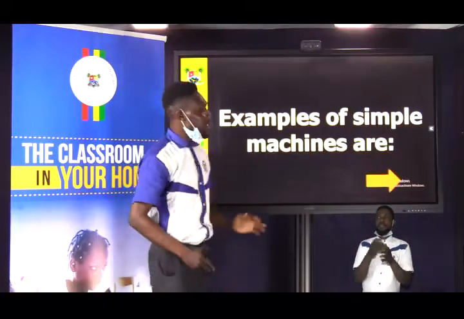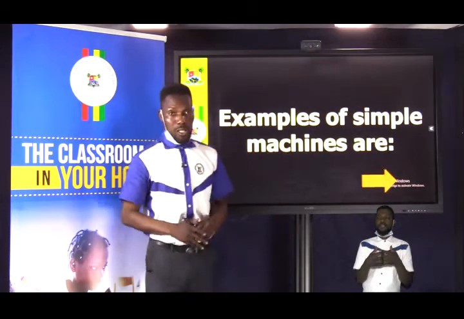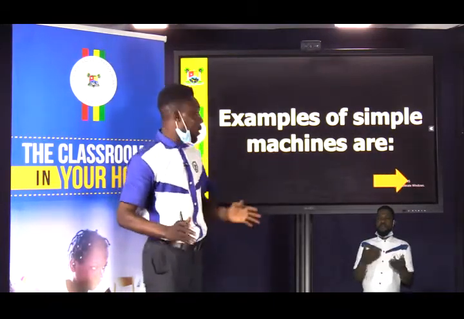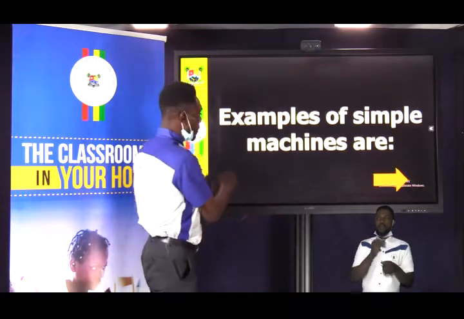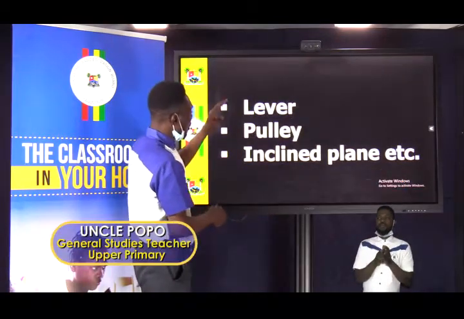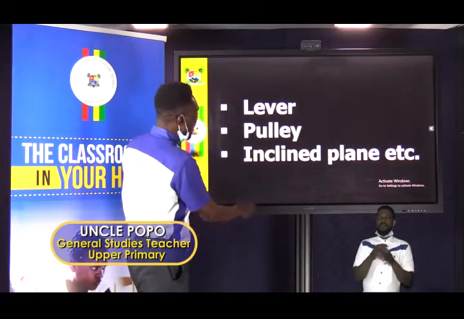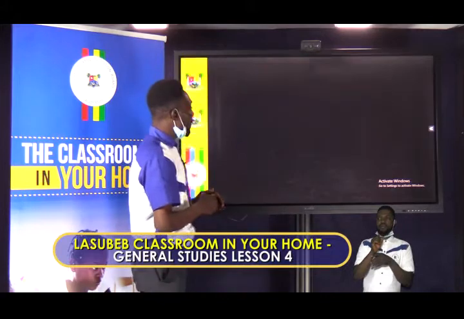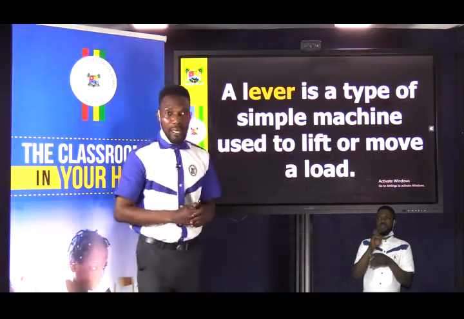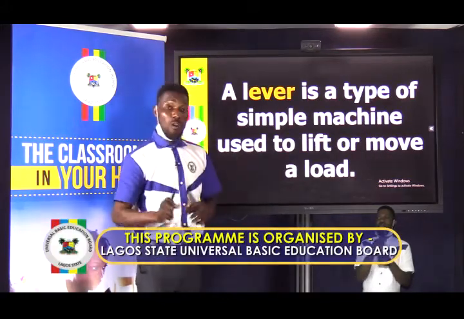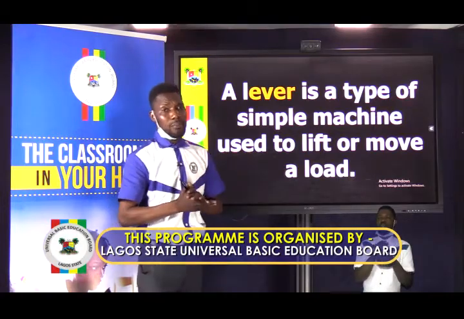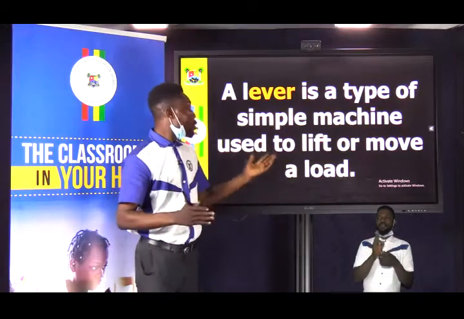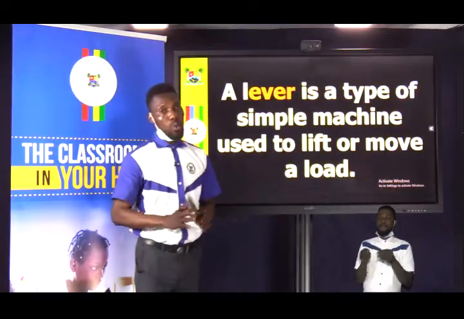Now, let's look at examples of simple machines. When we started in my introduction, we talked about wheelbarrow. That means it's one of the examples. Let's look at some other examples. Don't forget, we are still focusing on levers. So when we say lever, what do we mean? A lever is a type of simple machine. A lever is a type of simple machine used to lift or move a load.